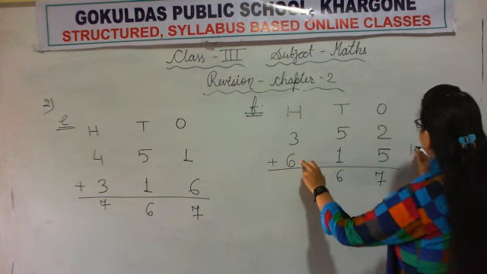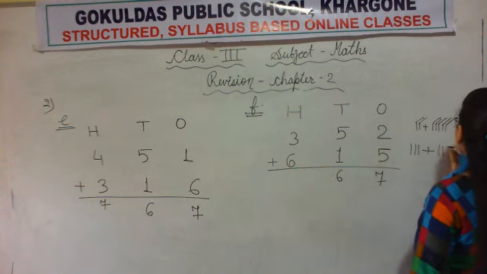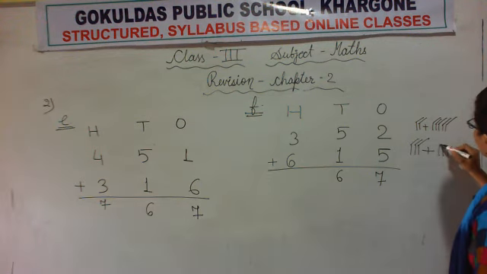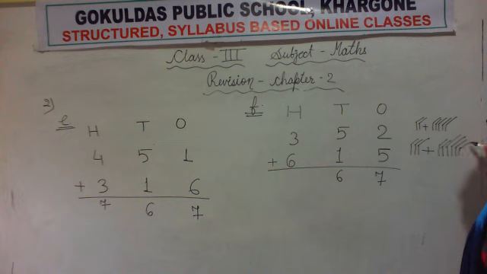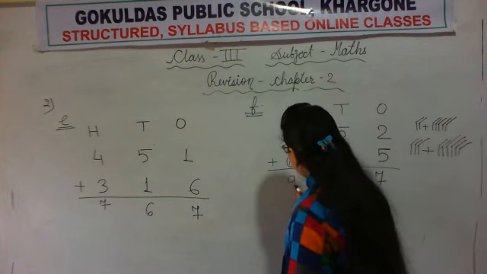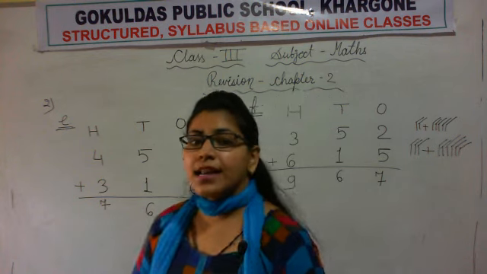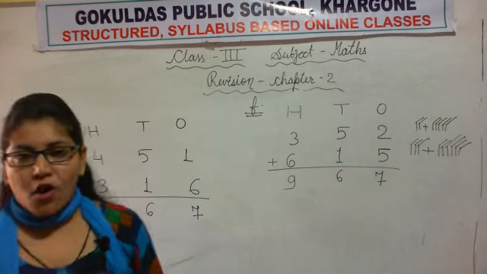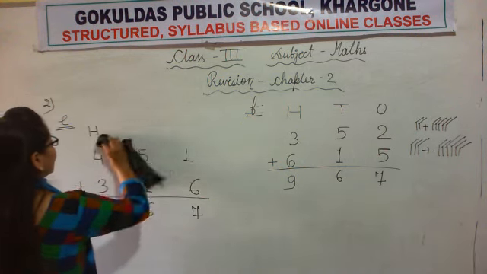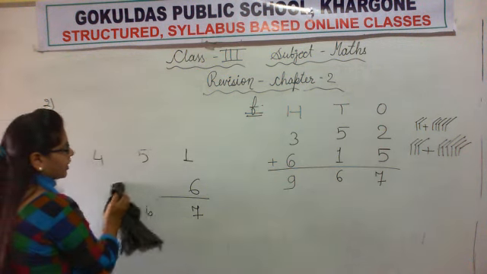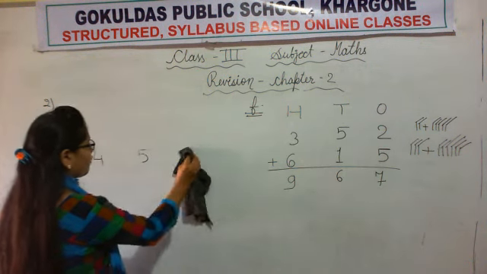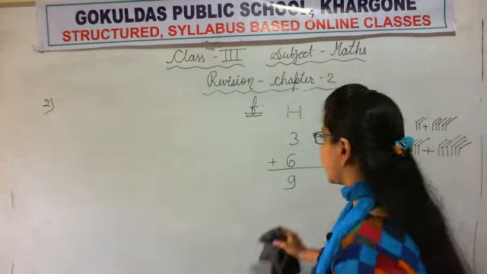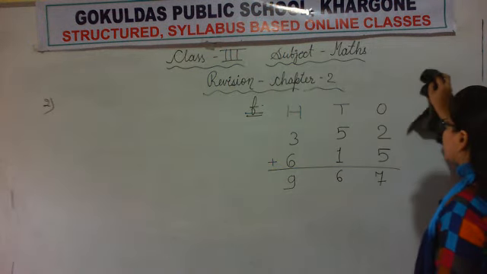Now 3 plus 6. So we will draw 3 sticks, then we will draw 6 sticks. Now let us add them all. 1, 2, 3, 4, 5, 6, 7, 8 and 9. So we will write the number 9 here. See how simple addition is. We just draw the number of sticks and count them all together, because what is addition? When we put things together, we do addition. So what are we doing? We are drawing sticks and putting them together, and we are getting the answer. This is the easiest way.